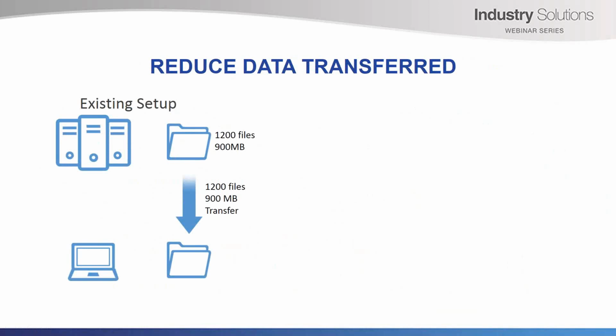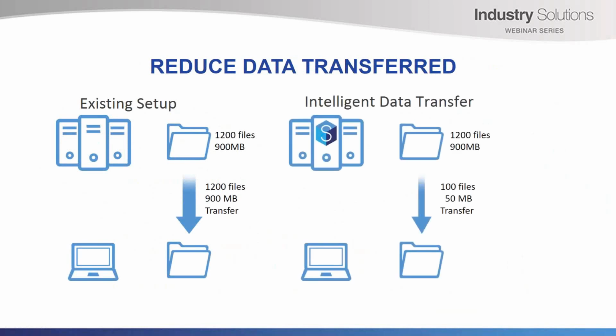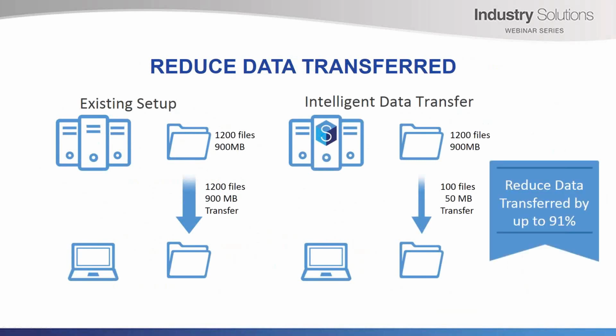Because most Windows applications aren't network aware, they don't know how to cache information to make it quicker, and Windows networks don't provide that capability either. So intelligent data transfer in 12D Synergy is there to say, we only need to deliver you the files that have changed since you last did this. And that can really reduce the data set down, from, say, 1,200 files to 100 files, and from 900 megabytes to 50 megabytes. That can reduce your data by up to about 91%, which is pretty significant.